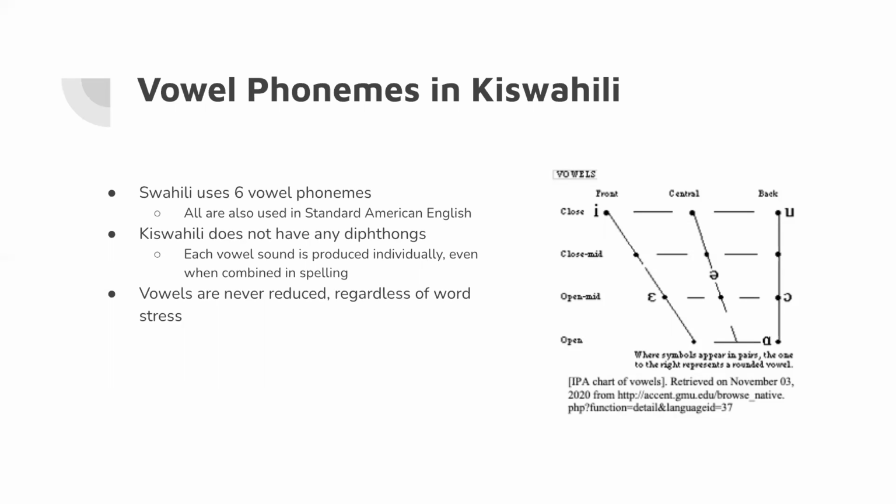So this means that even when a word is maybe spelled with 2 vowels next to each other, each of those vowels is going to be produced individually. So spelling doesn't matter so much in that regard, so you're not going to combine vowels at all. And then it's also important to note that the vowels in Kiswahili are never reduced regardless of where the stress is placed in the word.